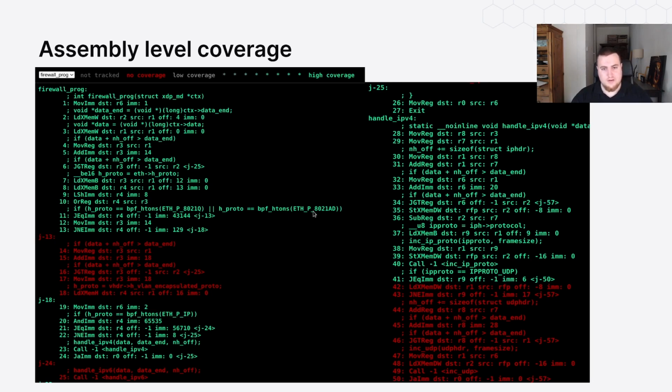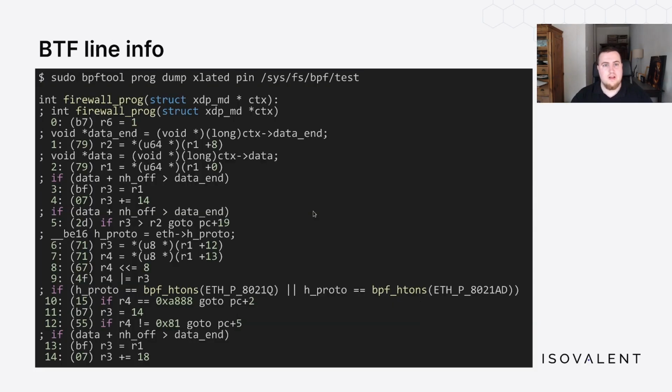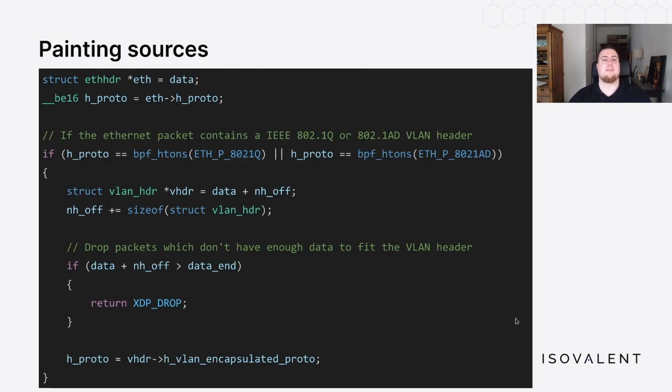So there is a trick to go back to source code, which is BTF line info. In this case, I dumped part of the BTF line info with bpftool for this program, and it shows these lines which start with a semicolon. They are the lines of the actual source code where these instructions came from, and we can use these to map back to the actual source code. So in a naive approach, we can then start painting our sources.